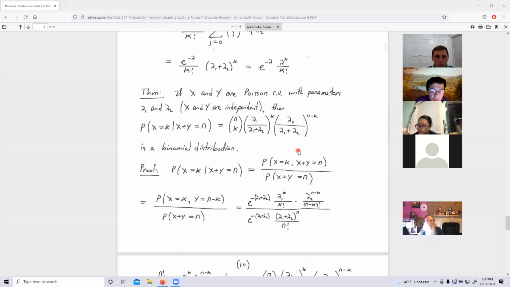So what next? Next, another theorem. If x and y are Poisson, with parameters lambda 1 and lambda 2, and x and y are independent, then what's the probability that x equals k, given that x plus y is n? You see? And it ends up being a binomial distribution.